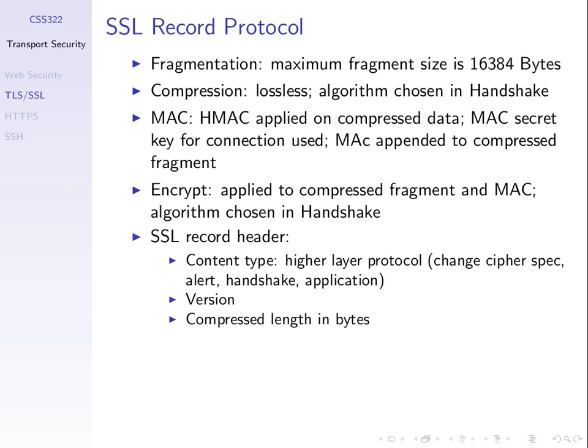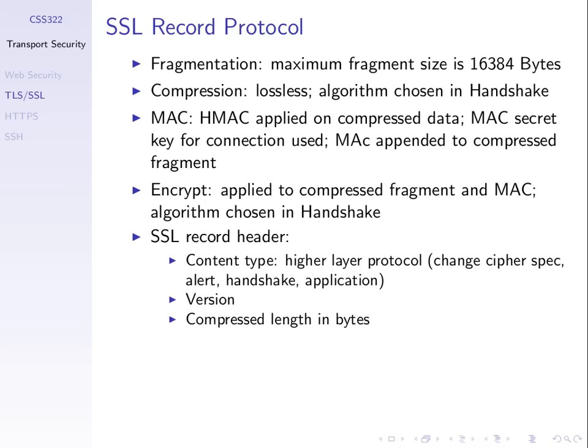A lossy compression algorithm, not used here, is something like MP3. You take some song, you compress using MP3, and when you decompress, you've lost some of the information, and that's why you get lower quality audio. But we don't use lossy compression here, lossless. The algorithm is chosen in the handshake. We need to specify which, or choose which MAC function to use. HMAC is a common one. There's, as you remember, a MAC function uses a key, so we need to also choose a key to use, and it's applied per connection and added at the end of the fragment.